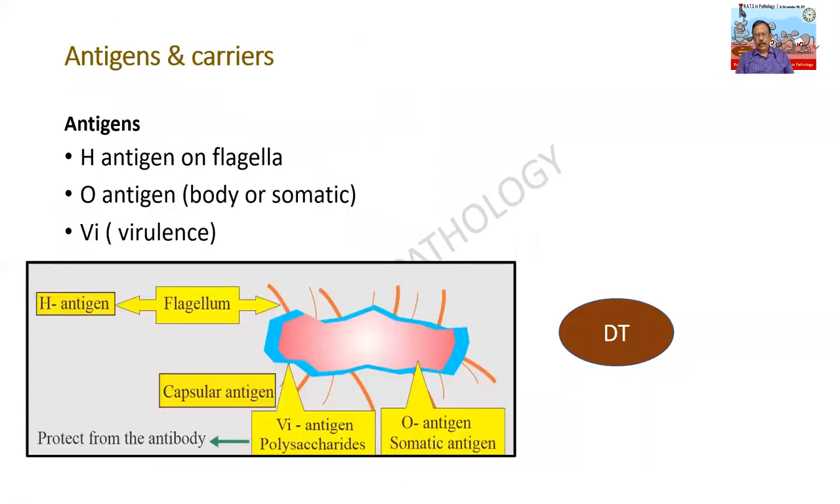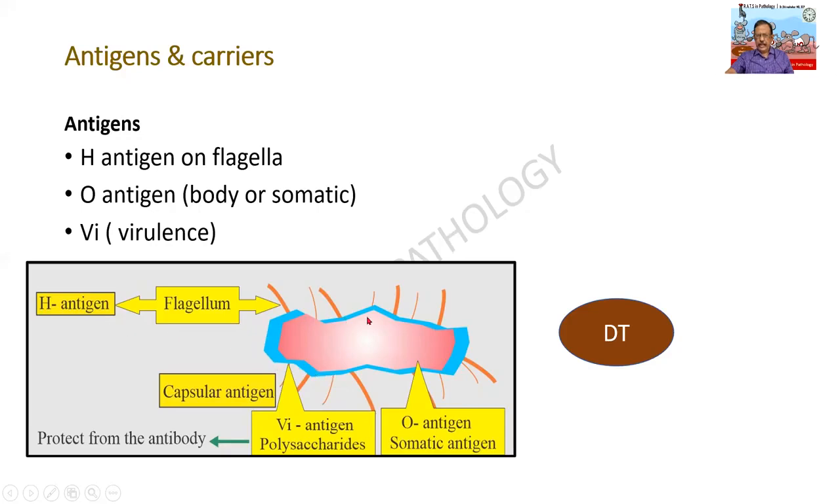Well, this is important. Antigens. What is an antigen? An antigen is a protein which, when introduced into the body, leads to the production of antibodies. And it is responsible for the virulence of many an organism. So this is the typhoid bacilli, Salmonella typhi, along with the flagella. The flagellum itself can contain an antigen, and that is called the H antigen or the flagellar antigen.